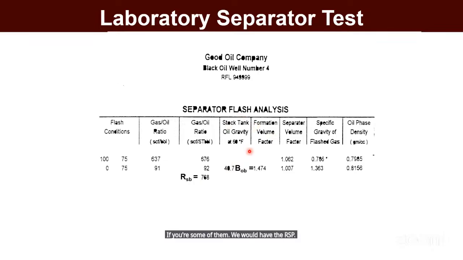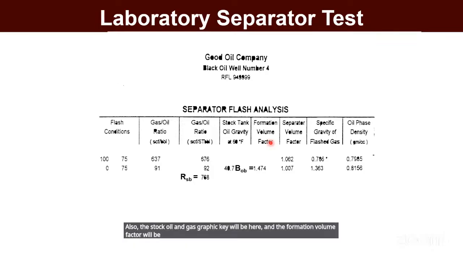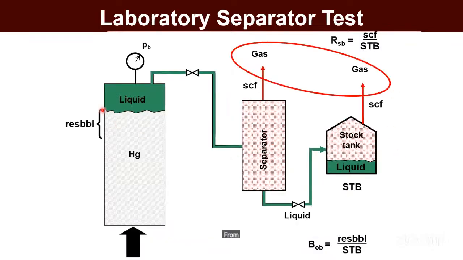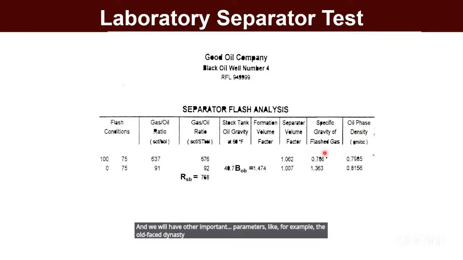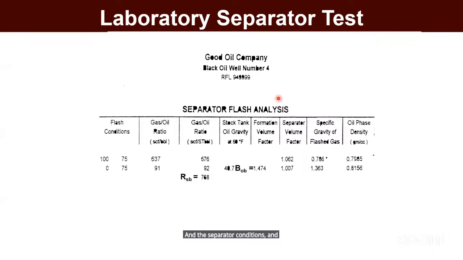Also, the stock tank oil gas gravity will be here, and the formation volume factor will be calculated, like we mentioned, from this volume divided by this volume. And we will have other important parameters, like, for example, the oil phase density and the specific gravity of the flashed gas at the separator conditions and at stock tank conditions.